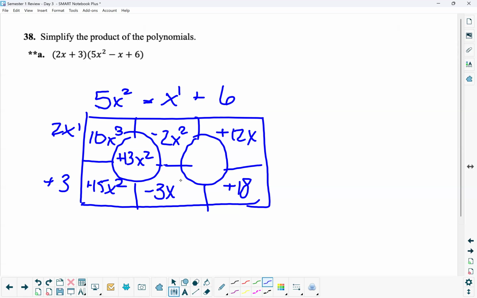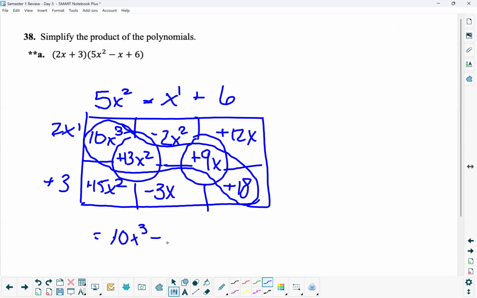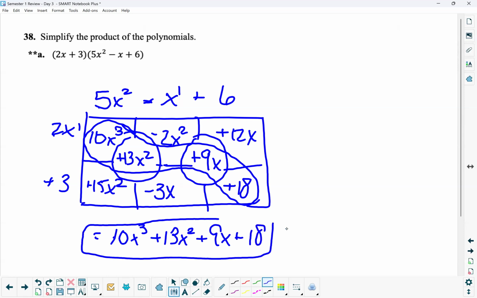I also have a minus 3x plus 12x. Negative 3x plus 12x gives me a positive 9x. And here's my answer. I'm going to rewrite it. 10x to the third plus 13x squared plus 9x plus 18, using the box method.